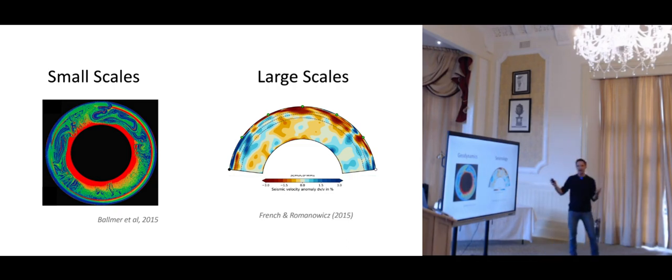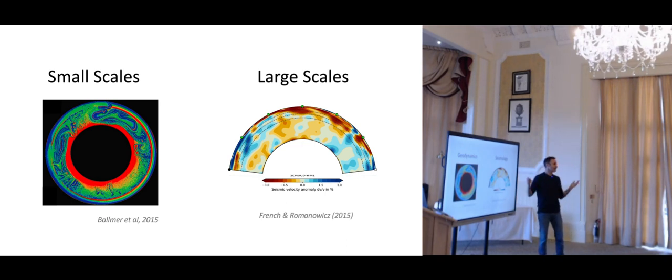Ideally, we would like to have an algorithm where we do the two at the same time, a tomographic algorithm and a geodynamical algorithm, where we have small scales and large scales all together at the same time. Because the Earth is multi-scale, and if we want to understand processes, we need the full range of scales. So this is a very ambitious problem.